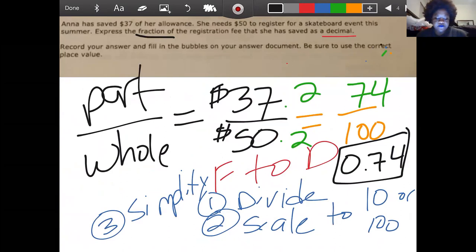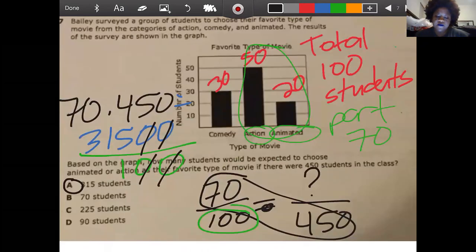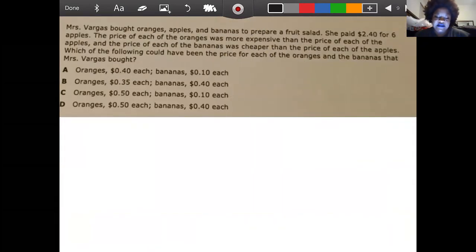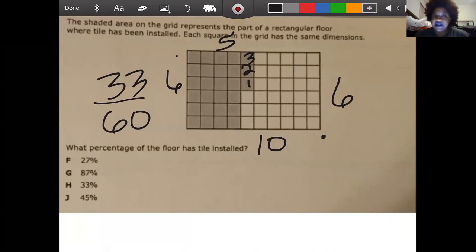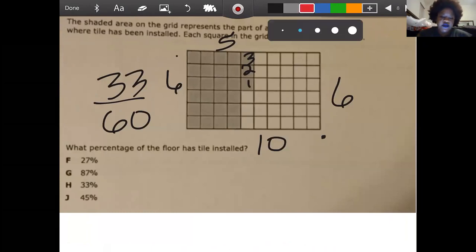Right there. Fraction to decimal, you can do that first. And you can divide, scale, or simplify. Or some of you guys just like to divide it, okay? So let me show you how you can simplify it first to make it smaller.